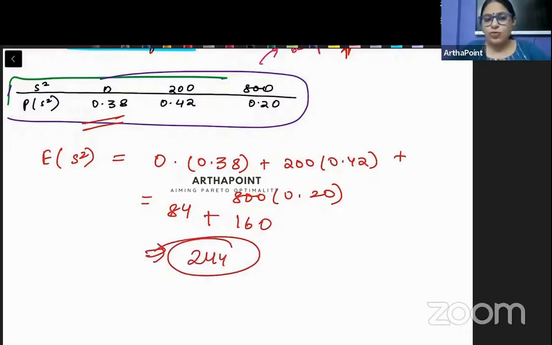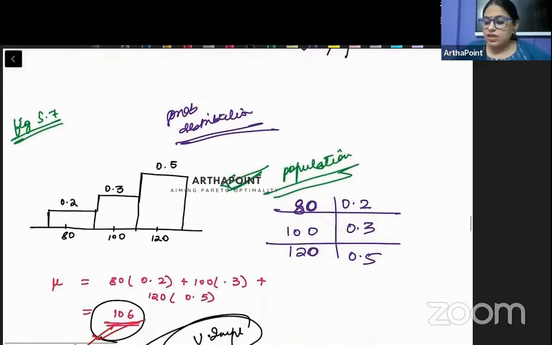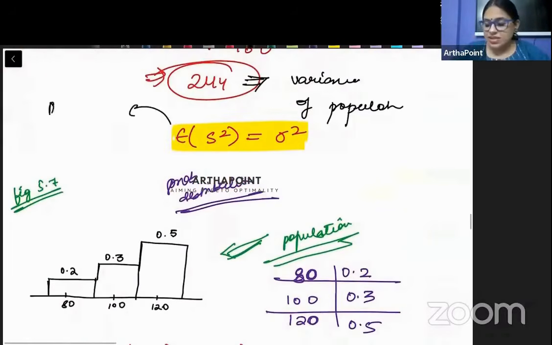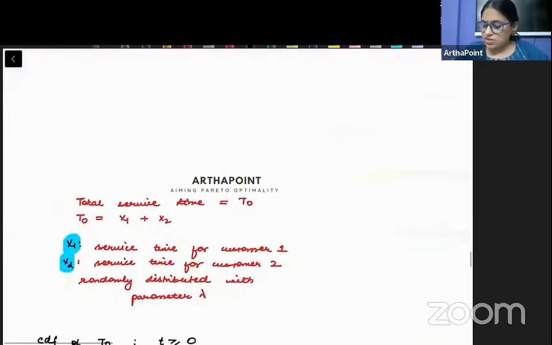और ये क्या था 244? This 244 was nothing but it was actually the variance of the population. So अब हमने यहाँ से ये भी prove कर दिया है that the expected value of the variance of the sample will be equal to the variance of the population. Again, beta, ये question back exercise में it is given to you and all of you will go ahead and try that question. ठीक है? Okay. So we have done this.